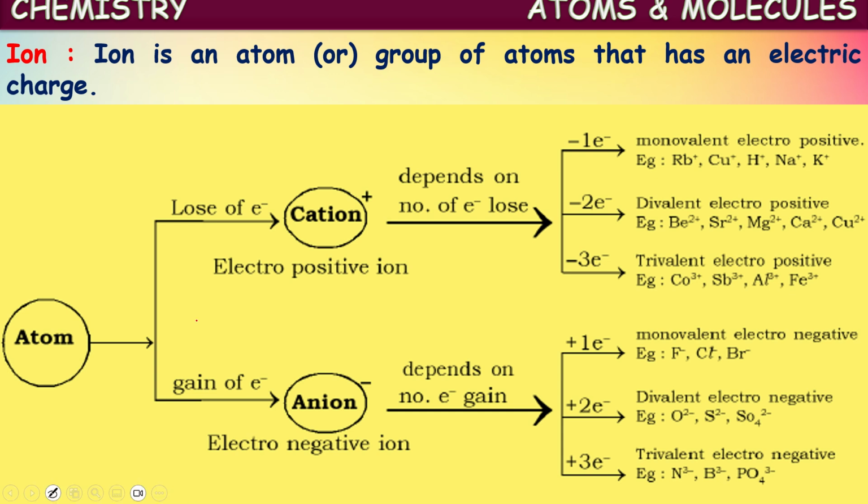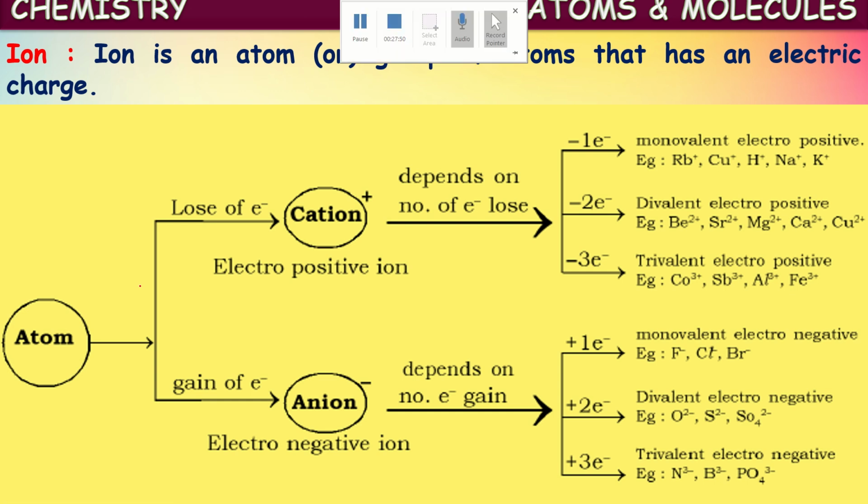So how does ion formation take place, we see that. Ions are generally of two types, positively charged ions and negatively charged ions. Positively charged ions are called cations and negatively charged ions are called anions. So how does ion formation take place? Just take this neutral atom. When atoms lose electrons, they form cations.